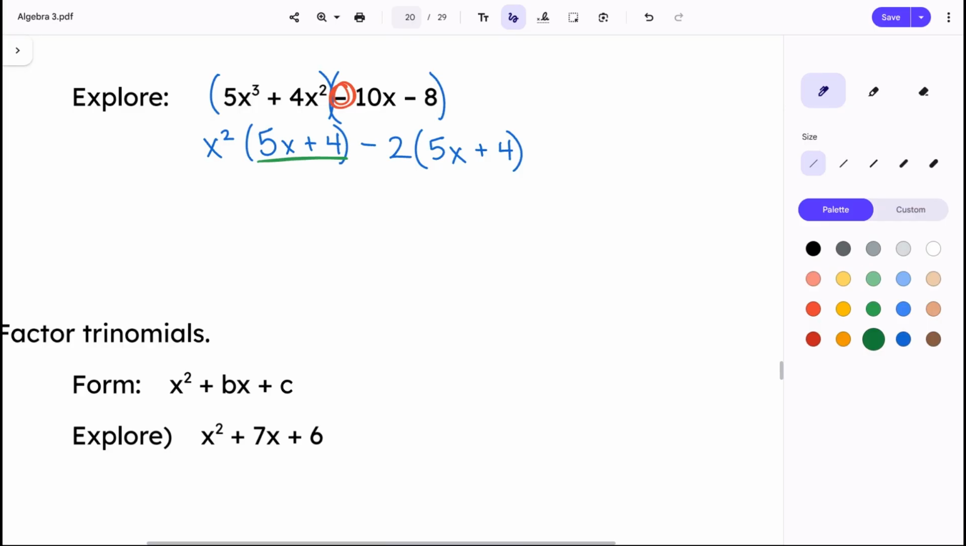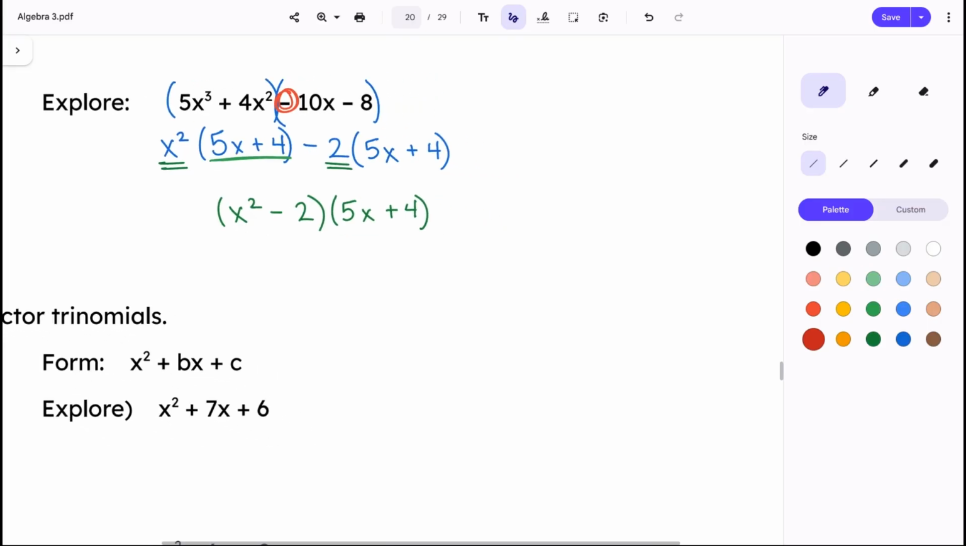Okay, and then what I would have left is sitting out front is the x squared and the minus 2. And then the 5x plus 4 goes in the other set. Okay, and then I am going to take this a step further and I'm going to solve them. So I'm going to set x squared minus 2 equal to 0 and 5x plus 4 equal to 0.